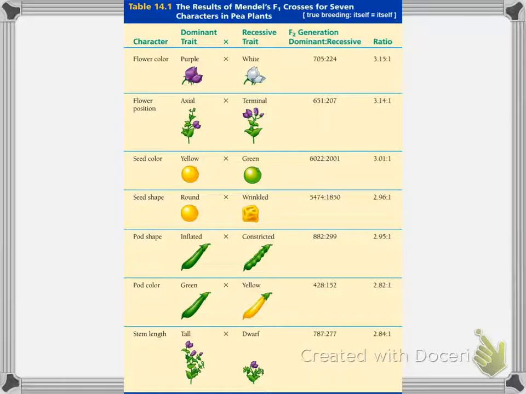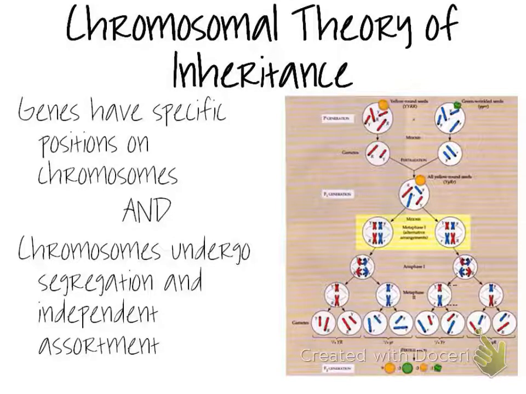So we've been talking about Mendel, and Mendel studied all of these traits and said that the traits were segregated and independently assorted, but he didn't know how that happened. And now we know that these factors or genes are located on chromosomes. So we're going to talk about the chromosomal theory of inheritance.